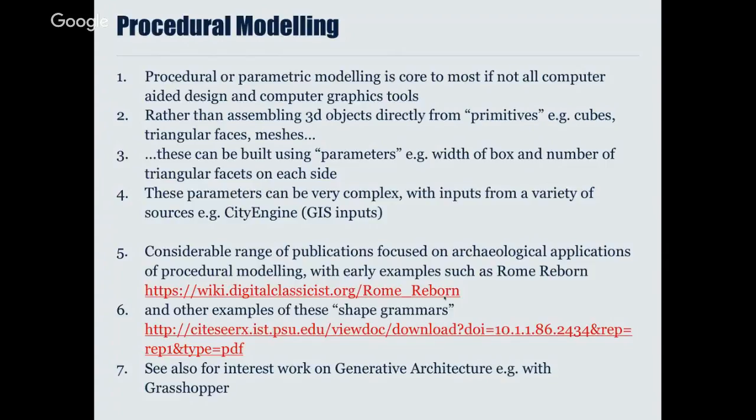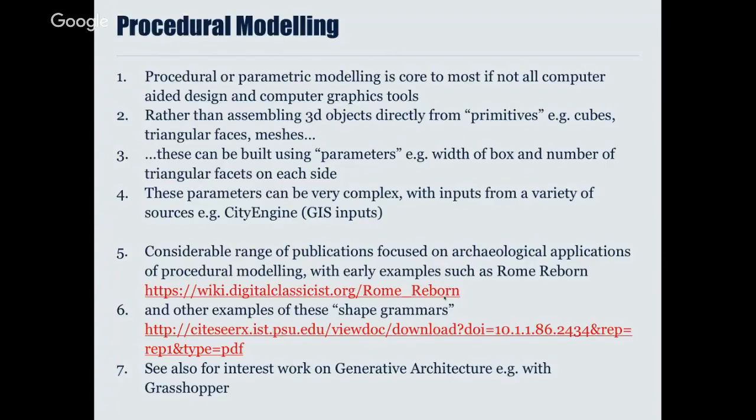The way in which that works is via a related approach, which is shape grammars, which you'll see there as number 6. Shape grammars in architecture are ways of abstractly defining the relationship between walls and windows and doors, such that projects like Rome Reborn, where there's a link to the project there, can generate thousands of buildings entirely automatically or largely automatically.